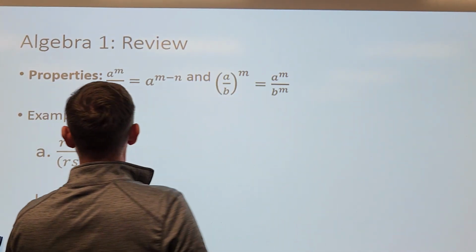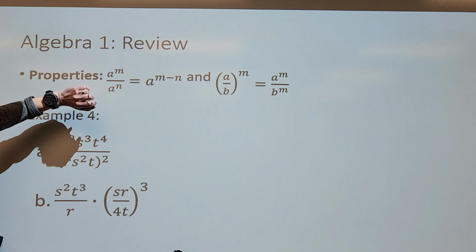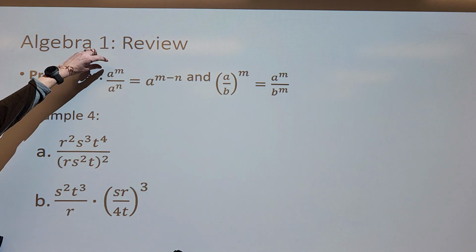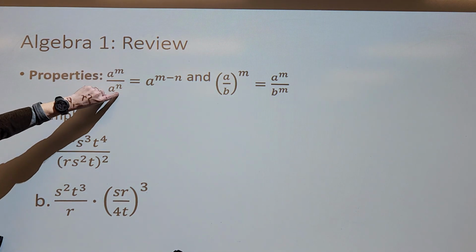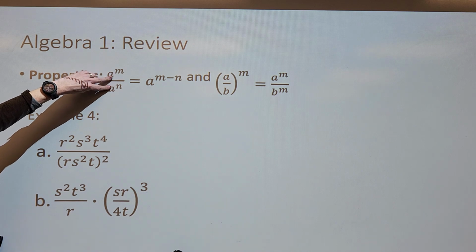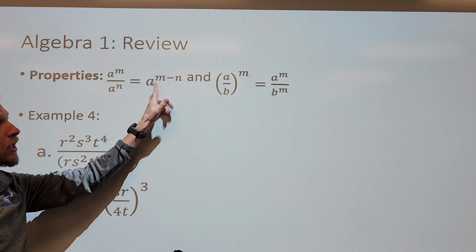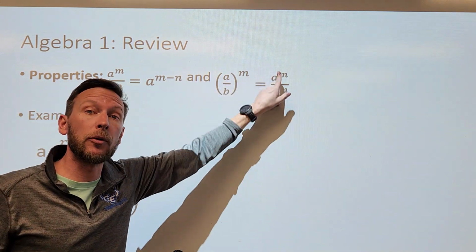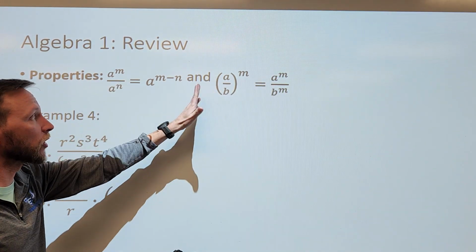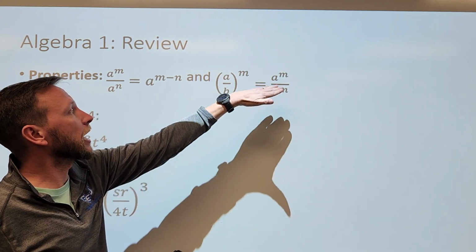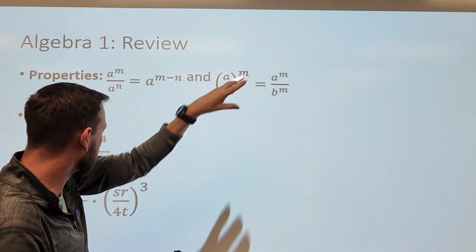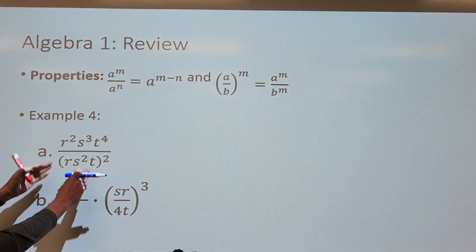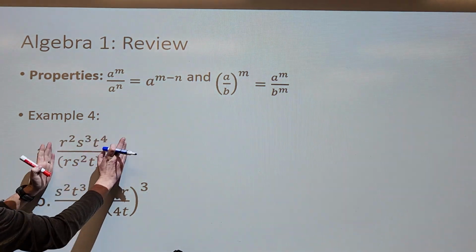All right, example 4. Let's get this one going. So this property right here is, again, our quotient property. When we have a to the m divided by a to the n, so powers of the same base but divided, we will subtract. Likewise, if we have a fraction to an exponent, we give that power to both the numerator and the denominator. Just like when it was a product, we gave the exponent to both factors there.